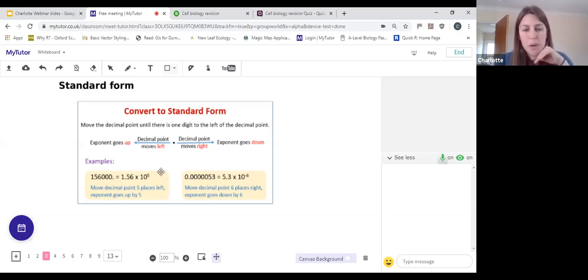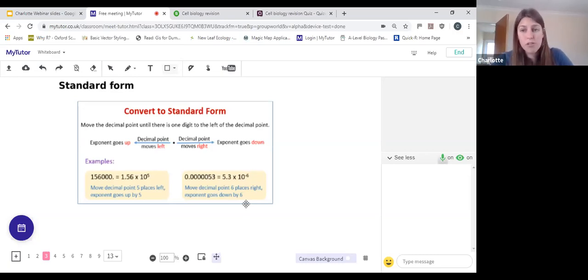Equally, if you're moving the other way, this one is a very small number. So we're moving the decimal point to the right. So across 1, 2, 3, 4, 5, 6 times. So our exponent, which is the small number, will be negative this time. So it's 5.3 times 10 to the minus 6.